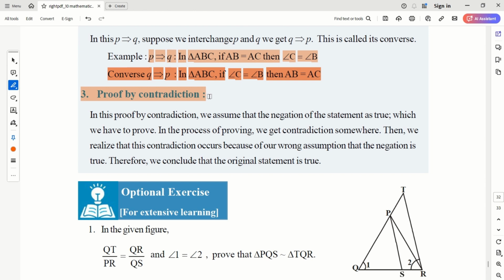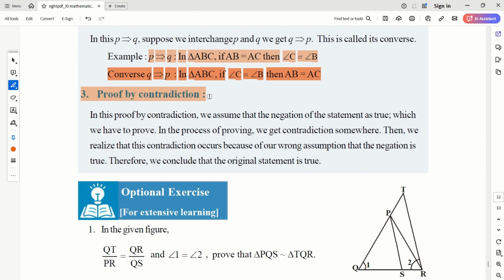First, a statement is given. We have to prove something. Okay, then we just take the negation of the statement as true. If somebody says ABC is an equilateral triangle, first we will assume that ABC is not an equilateral triangle, and then we'll try to prove it. If I am not able to prove my negation, that means it is a contradiction, right?